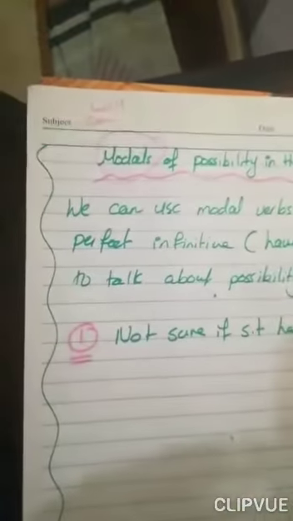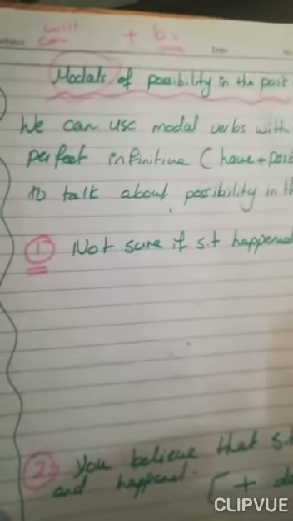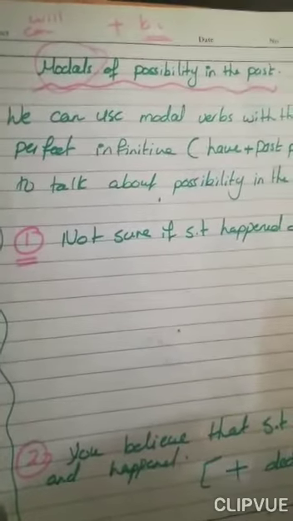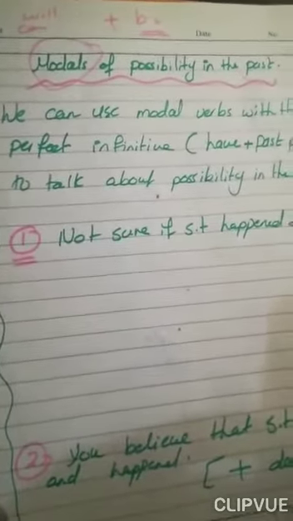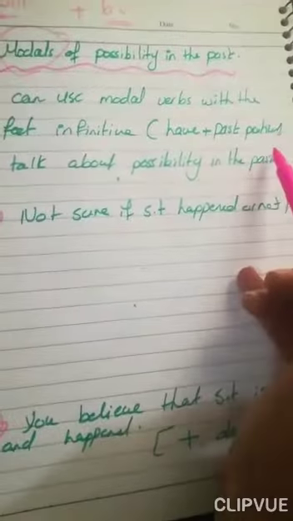Now I'd like to circle modals and pay attention to the word past. We know that modals are will, can, shall, should, and so on. We always have them with a base verb, which indicates that we are using them with the present. Today we're going to talk about how we can use modals of possibility in the past, not in the present. We can use modal verbs with the perfect infinitive, which is have plus past participle, to talk about possibility in the past. What does that mean?